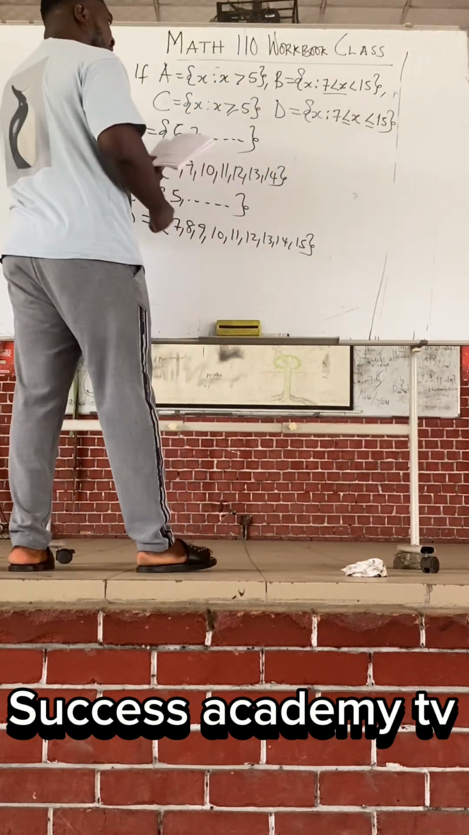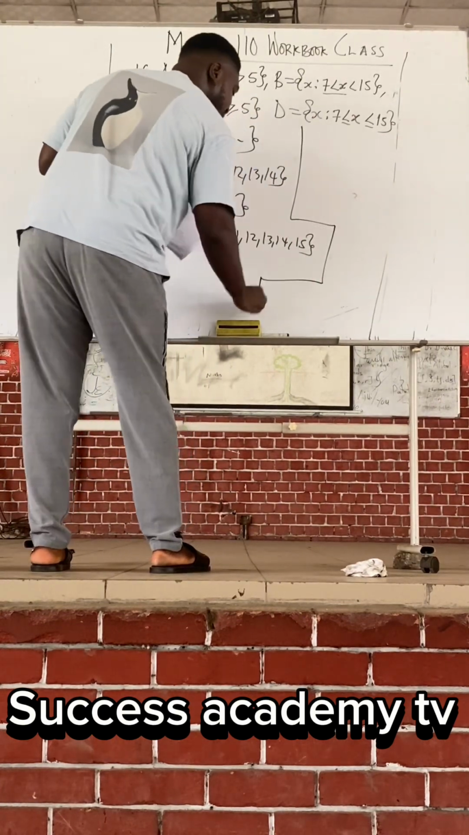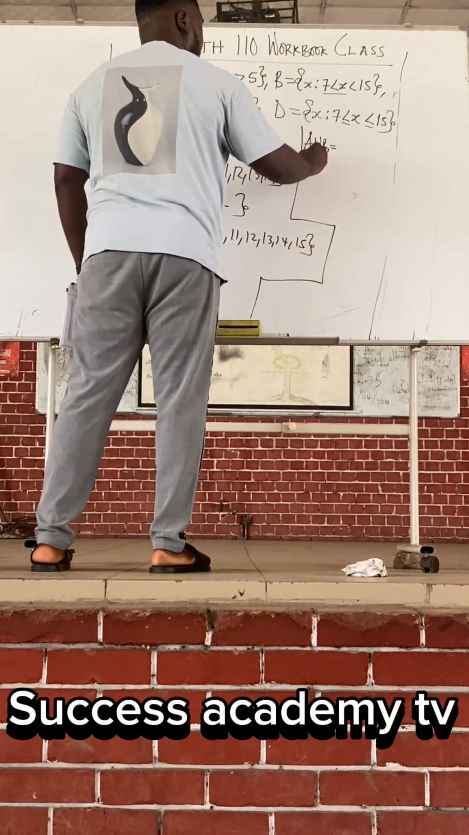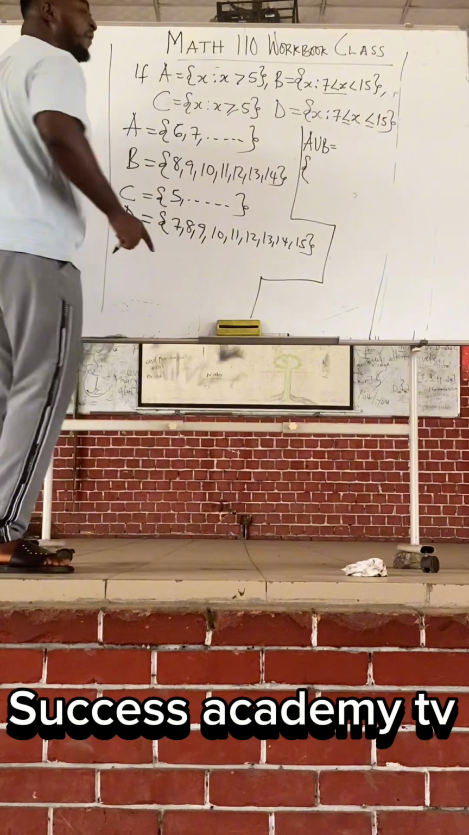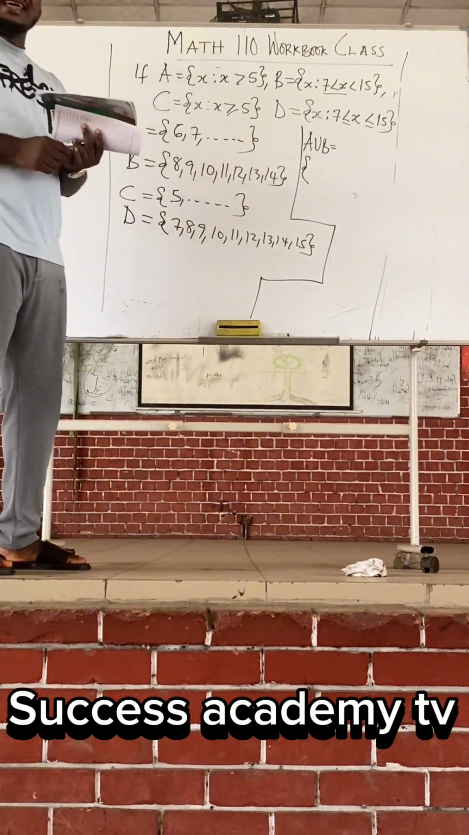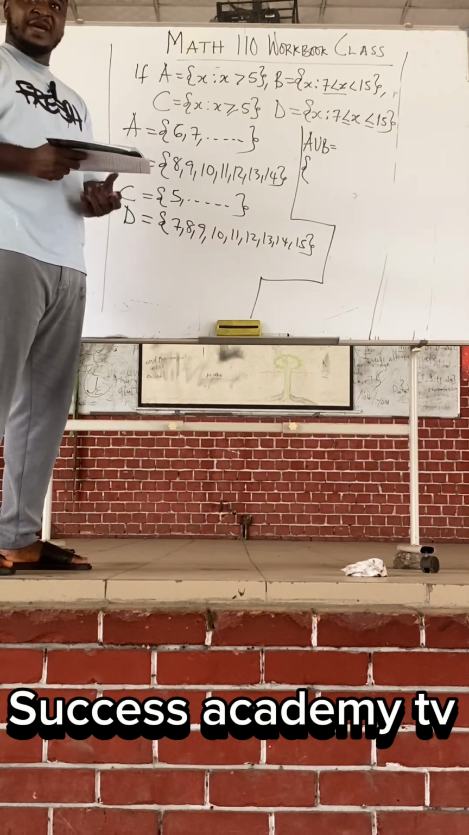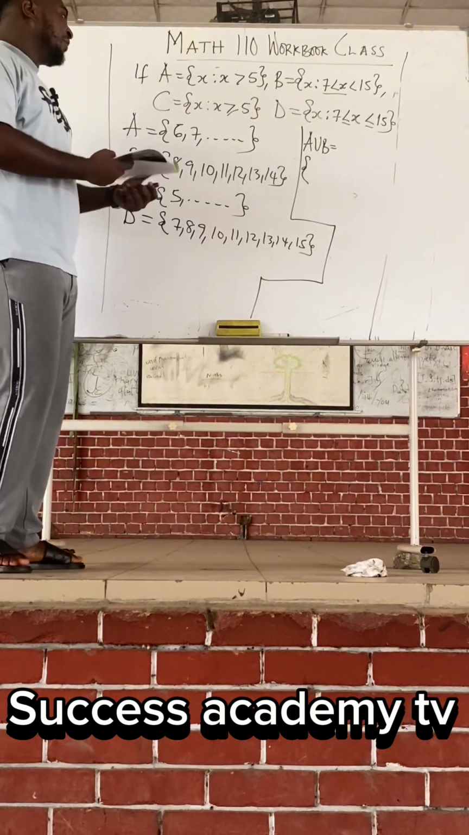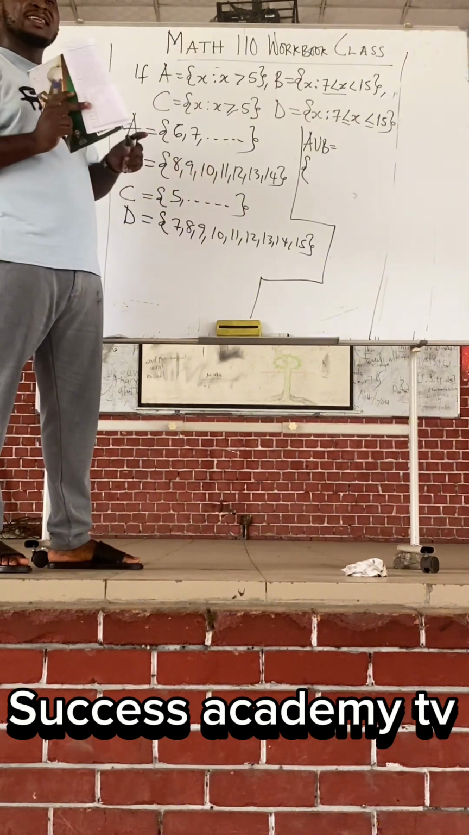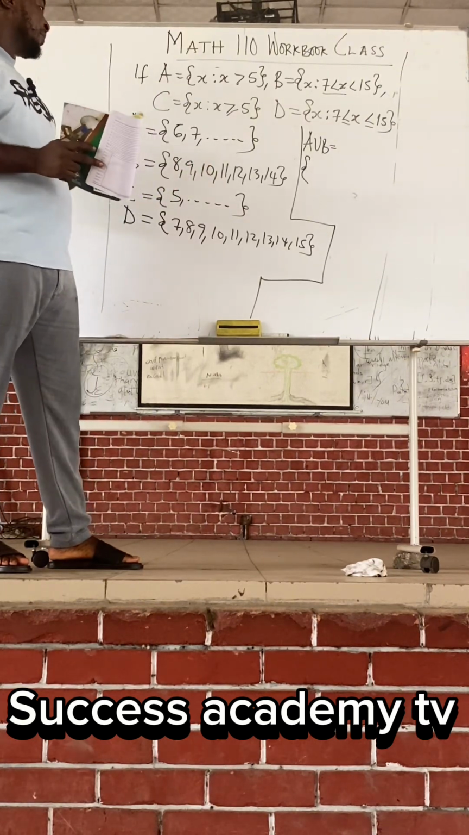So let's solve the first one. A union B. When unifying two sets, it means join the members of the two sets together without repeating any of them, without any repetition. When unifying two sets, you are joining the members of this set to this set, but without any repetition. What do I mean by without any repetition?